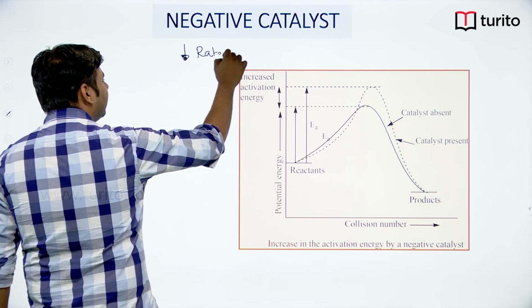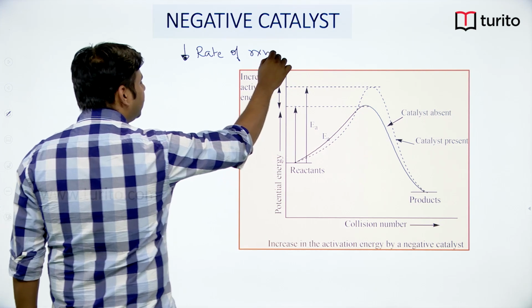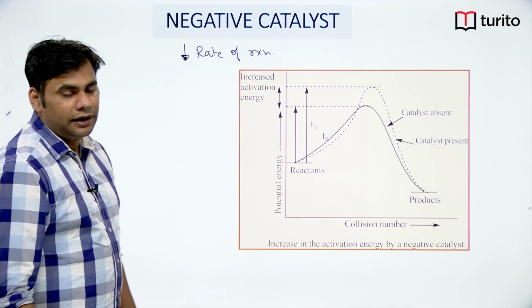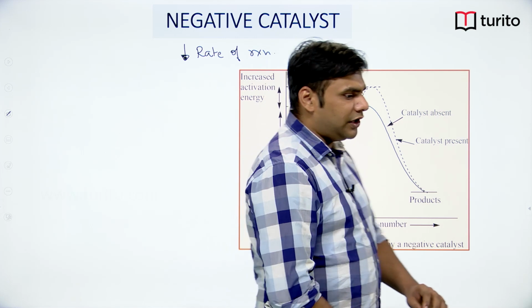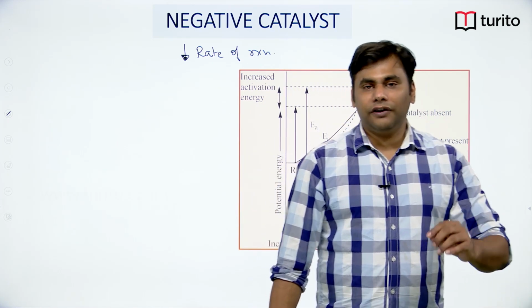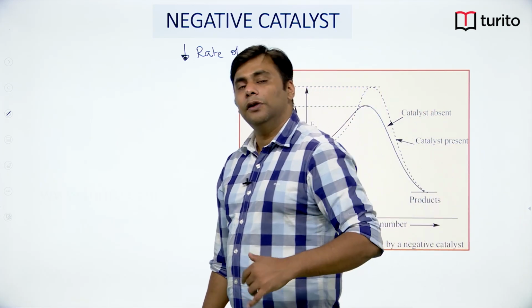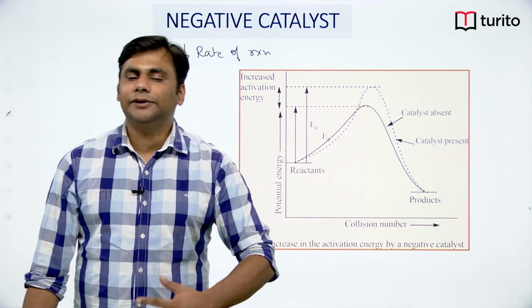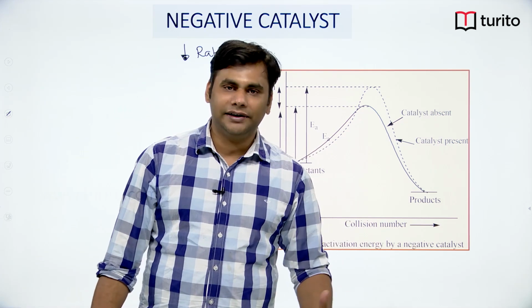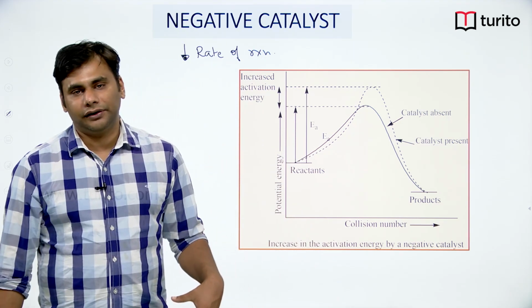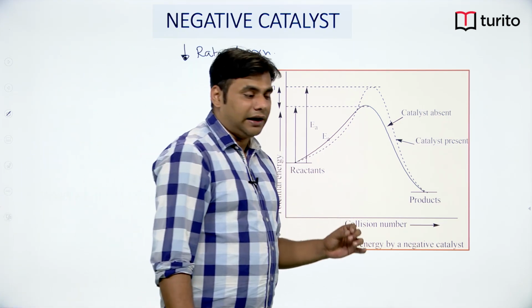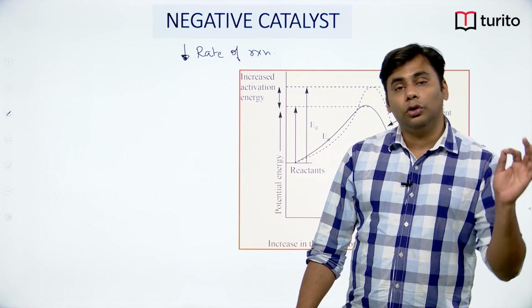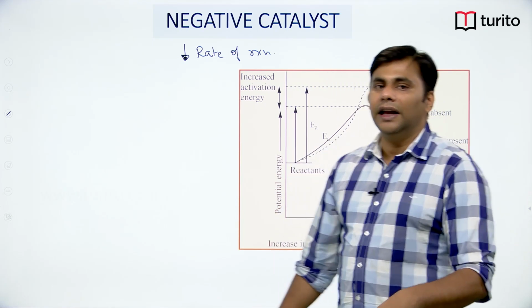Now sometimes we have to study reactions in the laboratory which are very fast, which take place very quickly. If a reaction is taking place very quickly, we will not be able to study the kinetic parameters, an intermediate, or the mechanism pathway of that particular reaction. So basically we need to slow that reaction down a little. So we'll slow down that reaction by adding a negative catalyst.